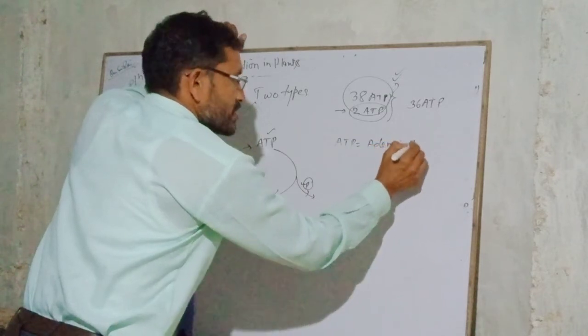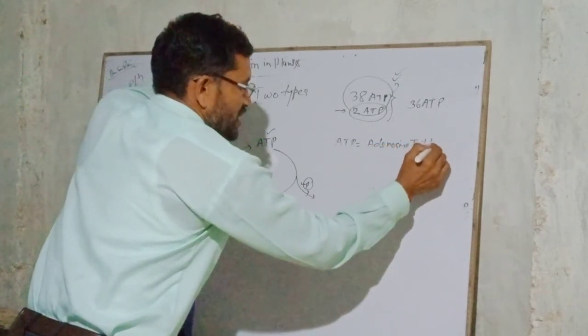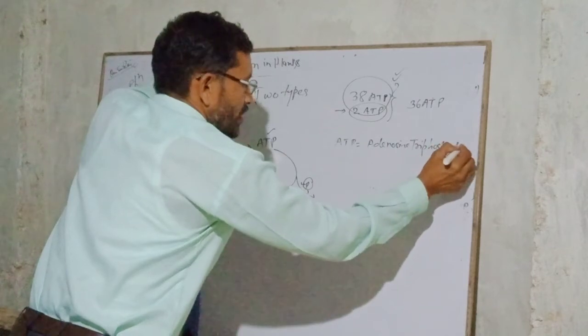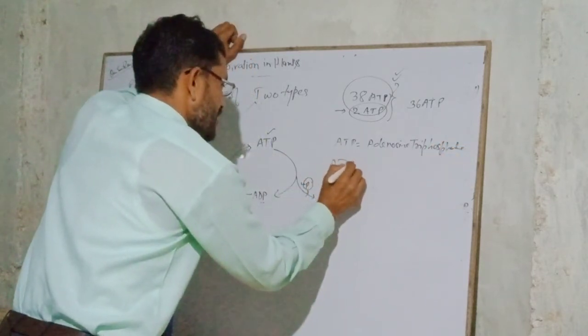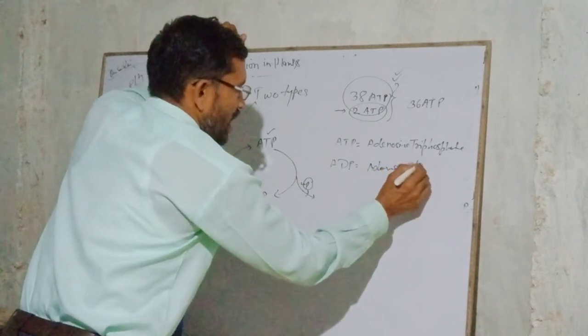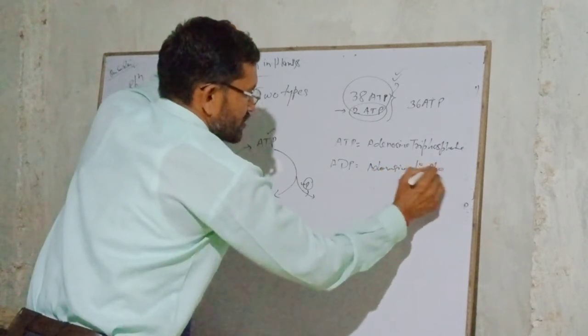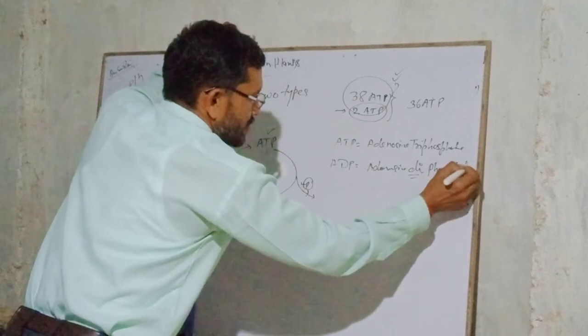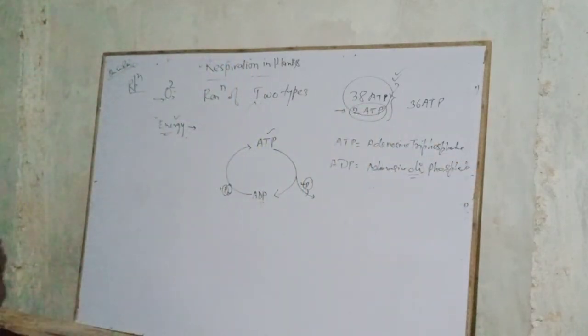So I think it's very clear to you, that is ATP, adenosine triphosphate, and here is the ADP, that is adenosine diphosphate. ATP to ADP and ADP to ATP.